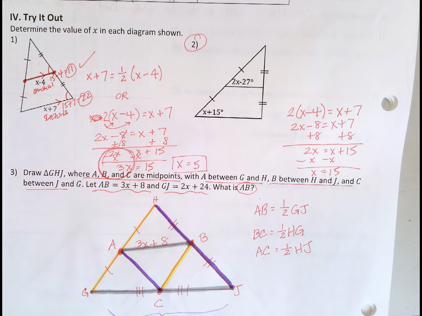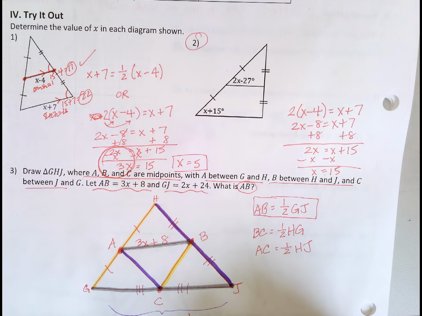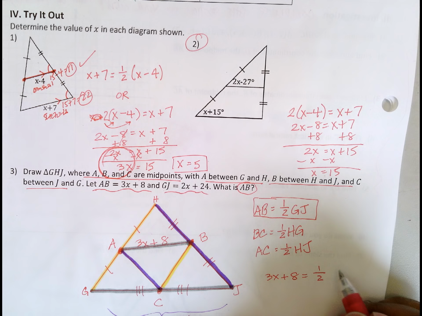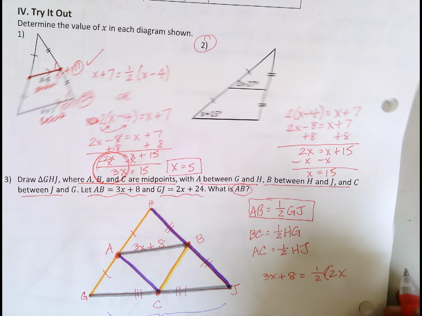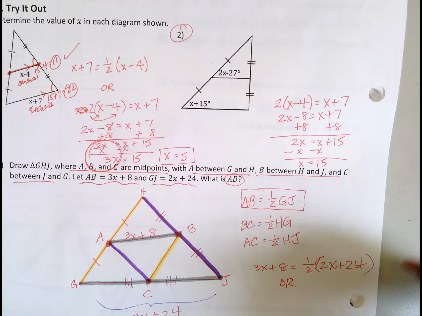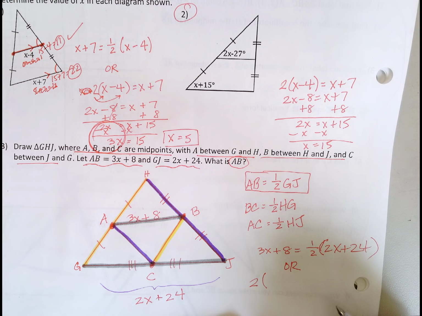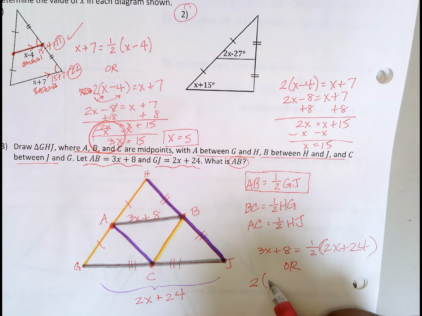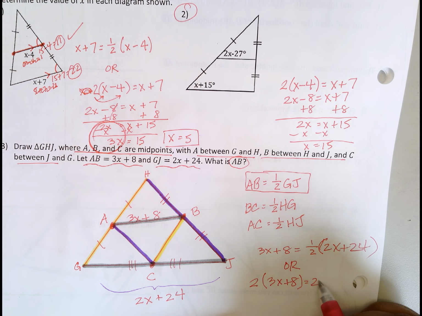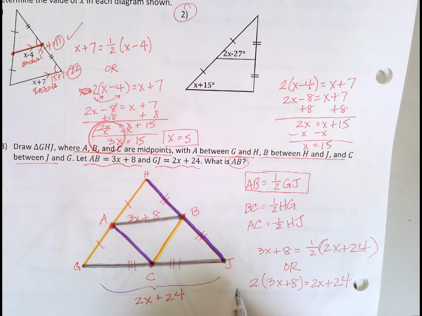So they're asking us, what is the length of AB? Well, we just stated here that AB is half of GJ. So 3x plus 8 is equal to half of 2x plus 24, or you can write it as 2 times the length of 3x plus 8 is equal to 2x plus 24. Okay? And so I'm going to go with this way so I don't have to use any fractions.